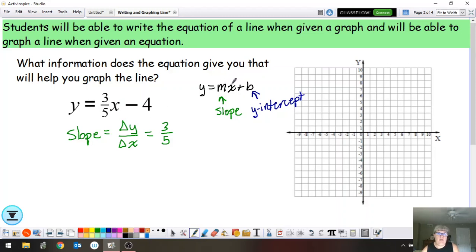Now notice this is y equals mx plus b, but we have a minus 4. That means that our y-intercept is going to be the point 0, negative 4. Because it'd be like adding a positive or adding a negative 4 to our equation. So if I have my slope and I have my y-intercept, I can actually graph my line just from those two pieces of information. I can plot my y-intercept. I know it's at 0, negative 4.